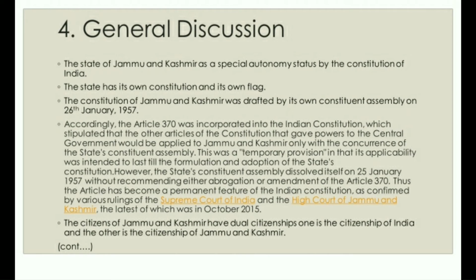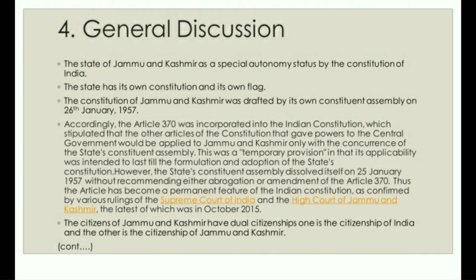Constituent Assembly. This was a temporary provision, in that its applicability was intended to last till the formulation and adoption of the state's constitution. However, the state's Constituent Assembly dissolved itself on the 25th of January 1957 without recommending either abrogation or amendment of Article 370. Thus the article has become a permanent feature of the Indian Constitution, as confirmed by various rulings of the Supreme Court of India and the High Court of Jammu and Kashmir, the latest of which was in October 2015.